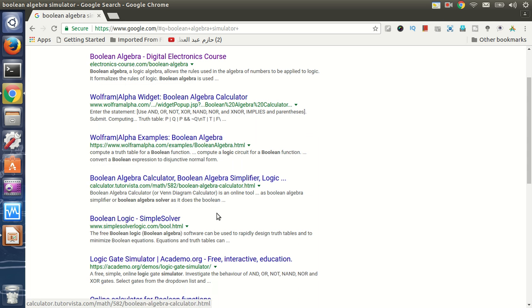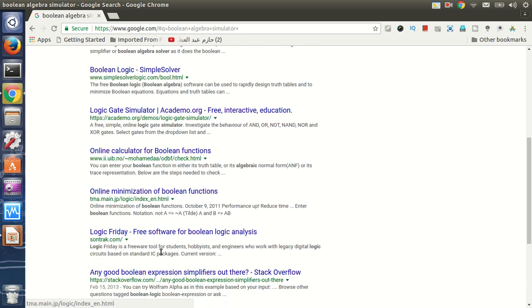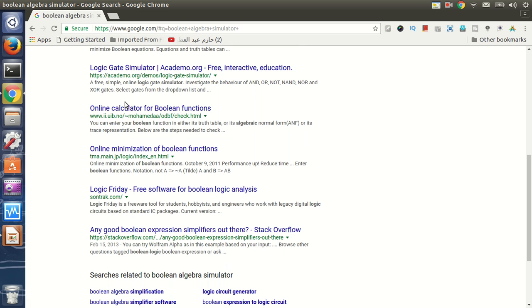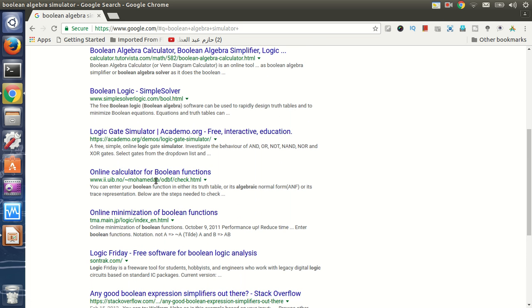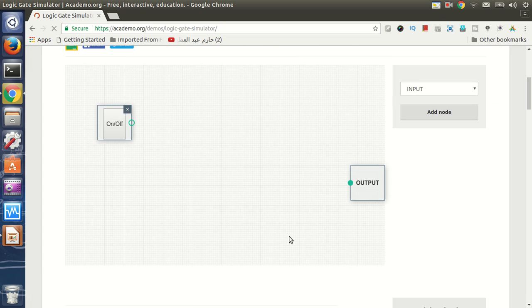Which one? Simple solver logic. Academy, this has a nice one. There's other ones that have really good ones. But where's Academy? Academy. Here we can draw circuits, and this is what I usually see.